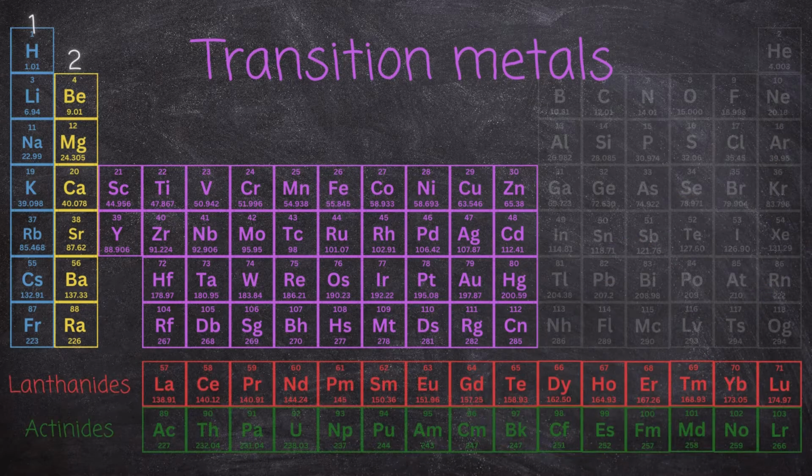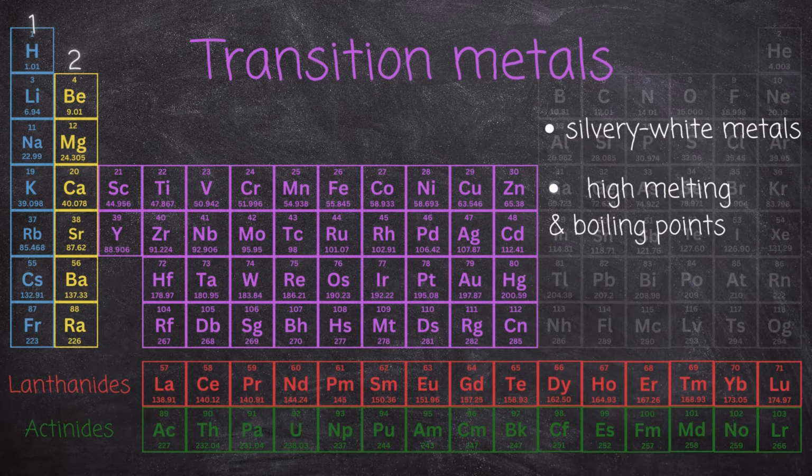At the bottom of the periodic table, we find lanthanides and actinides. They are also transitional metals with atomic numbers of 57 to 71 for the lanthanides and 89 to 103 for the actinides. The lanthanides include the metals lanthanum, cerium, praseodymium, neodymium, promethium, samarium, europium, gadolinium, terbium, dysprosium, holmium, erbium, thulium, ytterbium, and lutetium.